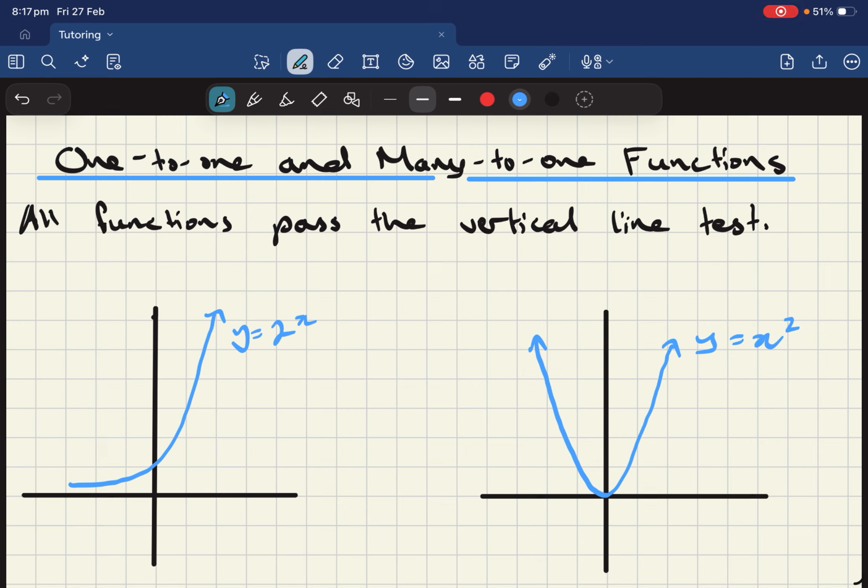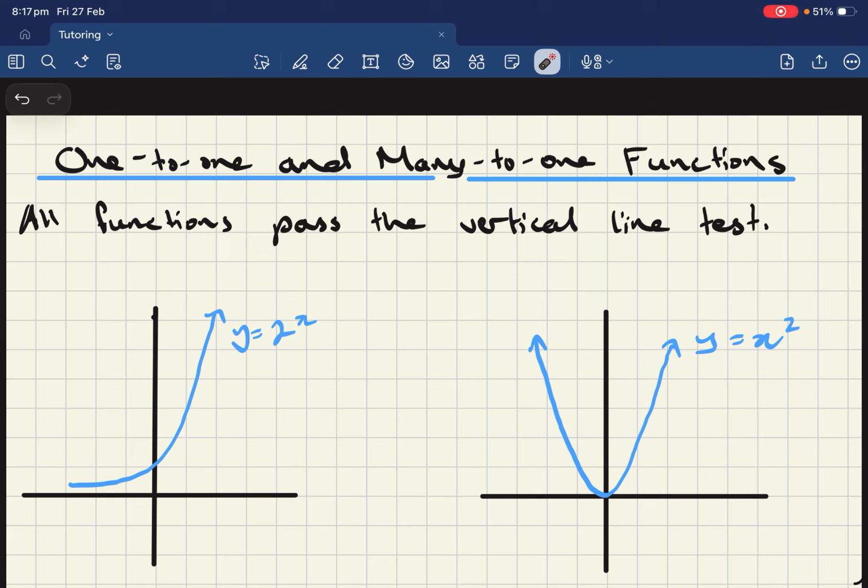So in this video, we are going to introduce a way to categorize functions. Now, two ways we can categorize these is one-to-one functions or many-to-one functions. The first thing I've written down is that all functions pass something called the vertical line test. So that means that when we draw a vertical line anywhere along our graph, it will basically just pass through the graph once. And this tells us a lot about the inputs and the outputs as well.